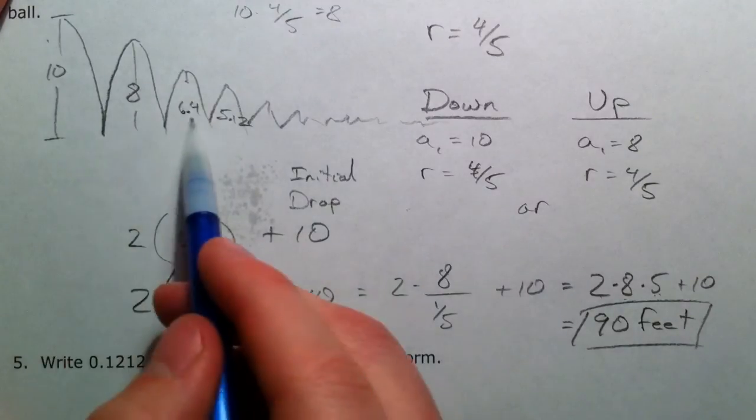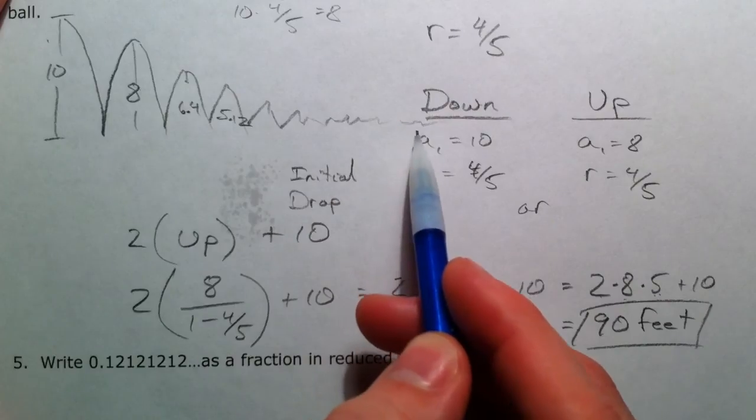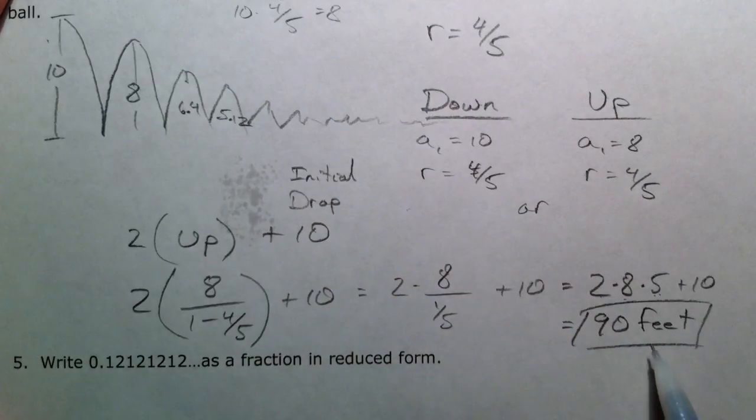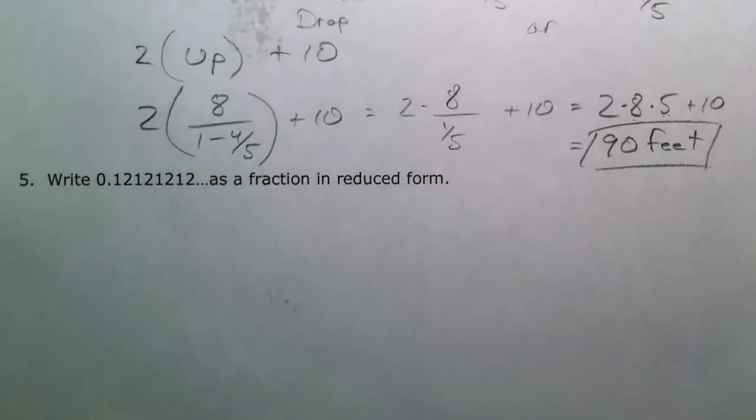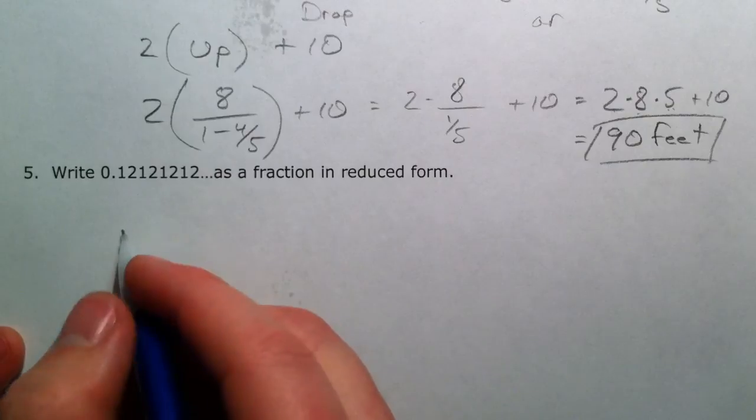And so even though the ball will never stop bouncing, the final distance it travels is 90 feet, which is kind of crazy. Never stops bouncing because it gets so tiny in the end.